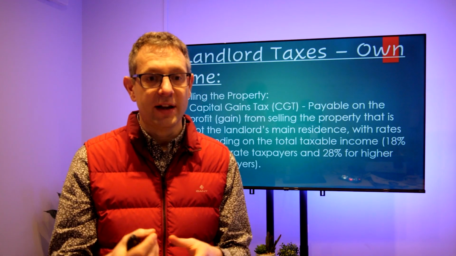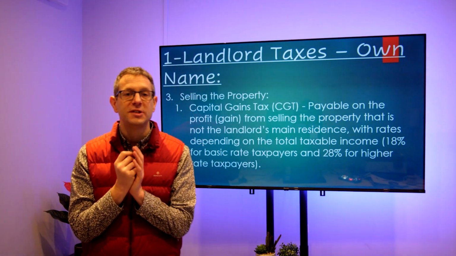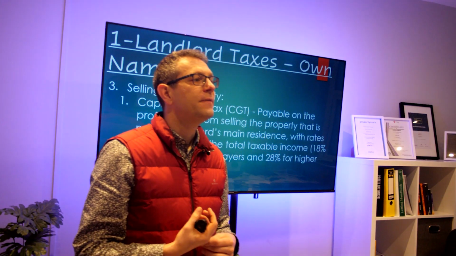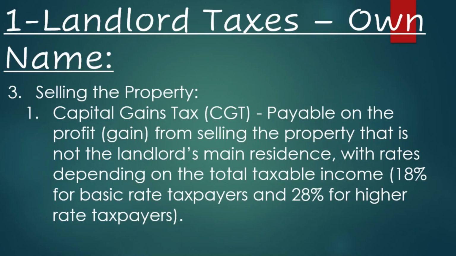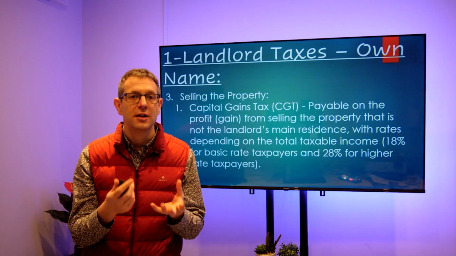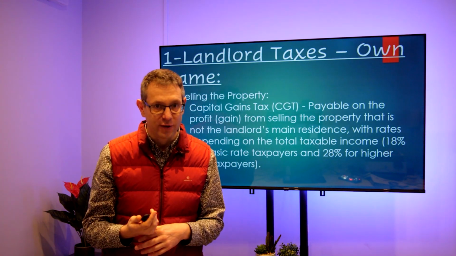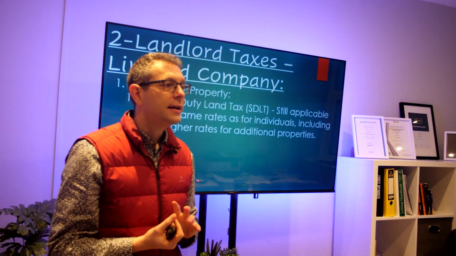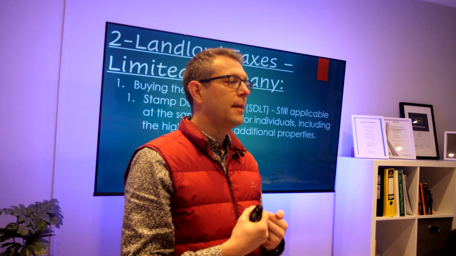So that's when you're owning it, and when you sell the property, CGT is due, so capital gains tax. It's payable on the profit, that's a gain from selling the property that is no longer the landlord's main residence, with rates depending on the total taxable income, so 18% at the moment for basic rate taxpayers and 28% for higher rate taxpayers. But do research those numbers yourselves, speak to your accountants and tax advisors to get the best information in that area.